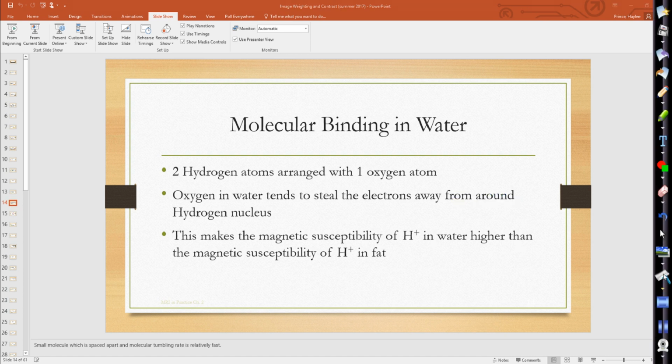We basically finished talking about molecular bonding in water and fat, and then talked about how fat recovers faster than water. So the T1 recovery and T2 decay times for fat are quicker than water.